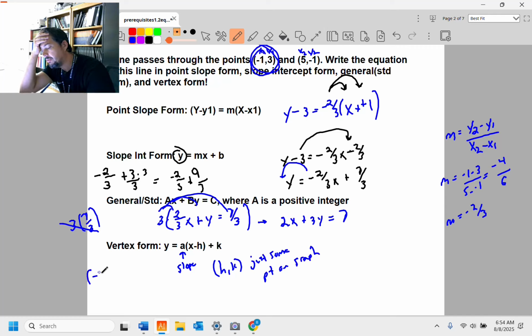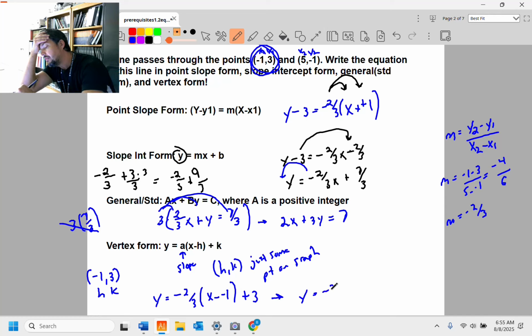So I'm going to take that ordered pair, negative 1, 3, and I'm going to let the negative 1 be h, and I'm going to let the k be 3. And I'm just going to plug it in. I don't have to manipulate anything I've already done. I've got points to use. So this becomes y equals, has slope of negative 2/3. H is negative 1, and this goes x minus h, so it's actually x minus a negative 1. And then plus k, because that's what it says, so plus 3. And we'll clean it up a little bit.